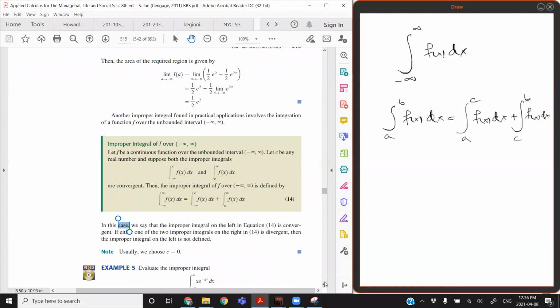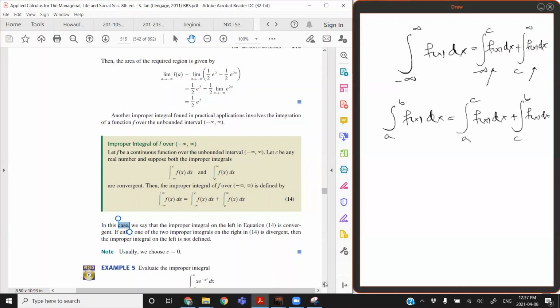So this integral can be broken into two integrals. The integral from negative infinity to some c of f of x dx plus the integral from c to infinity of f of x dx. And then this one can be solved in terms of a limit. This one can also be solved in terms of a limit, as we saw in examples, and then you add them up.